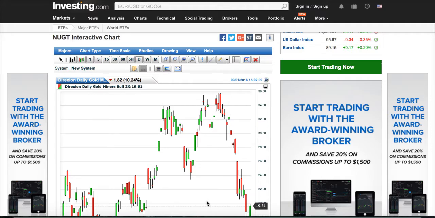So I'm going to show you a couple examples of what support and resistance looks like. I'm using investing.com. It's one of my favorite apps that I use on my cell phone. I also do go to my computer and use it as well. But it's a very easy, clean way to look at your charts, very simplified.